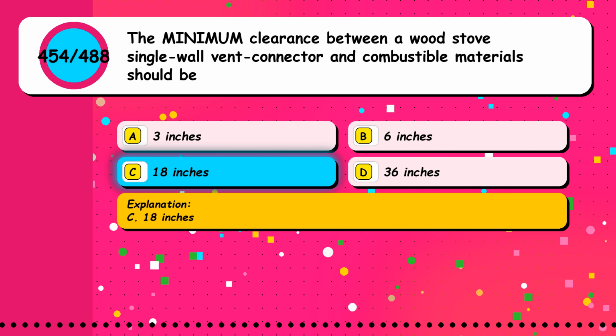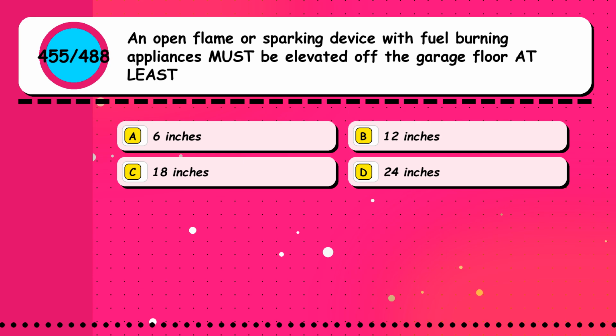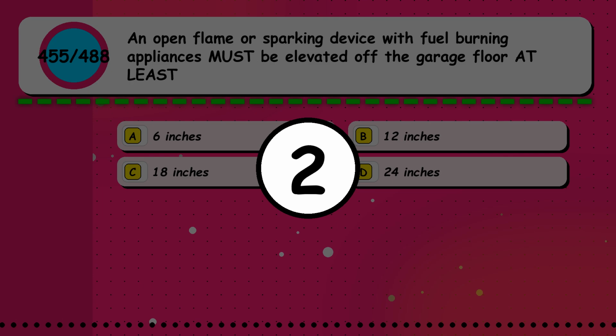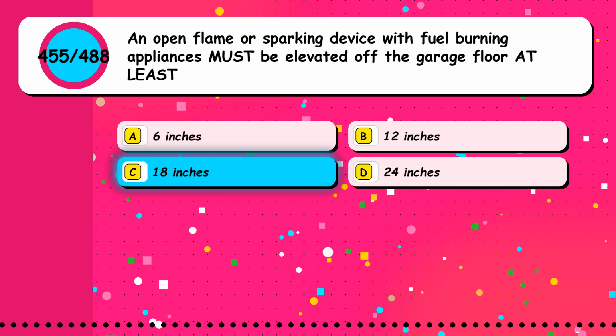C, 18 inches. Question 455. An open flame or sparking device with fuel-burning appliances must be elevated off the garage floor at least: option A, 6 inches. Option B, 12 inches. Option C, 18 inches. Option D, 24 inches. The correct answer is option C, 18 inches.